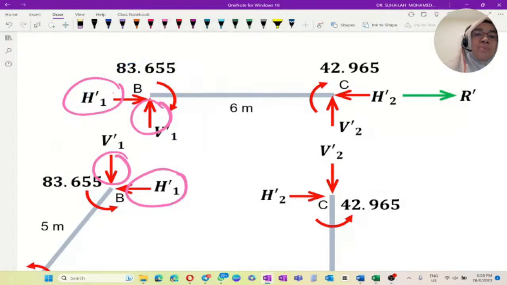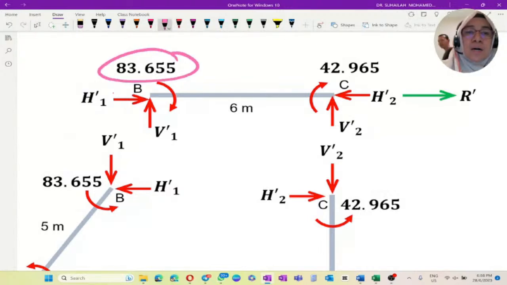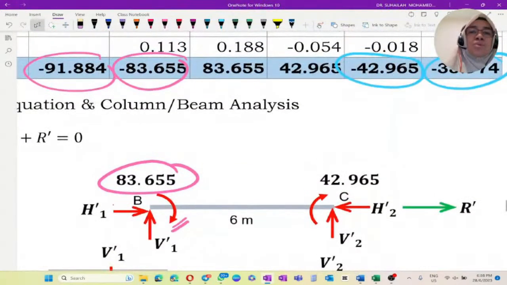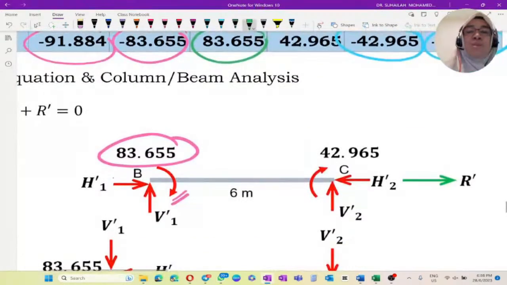Besides all this, of course, at joint B there is a moment MBC, and we get this from the table. It is positive, a clockwise moment. In the table this is the clockwise moment, because the sign convention that we use is clockwise positive. So 83.655 positive represents the moment at B, which is acting in the clockwise direction.